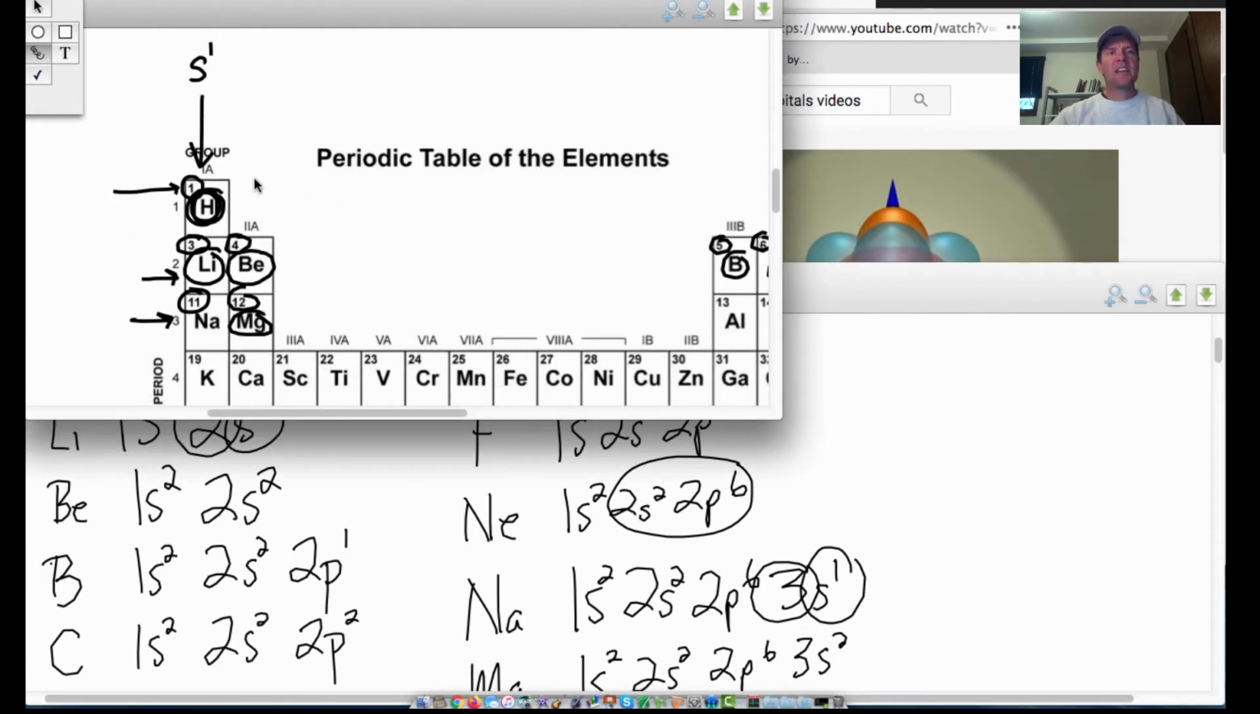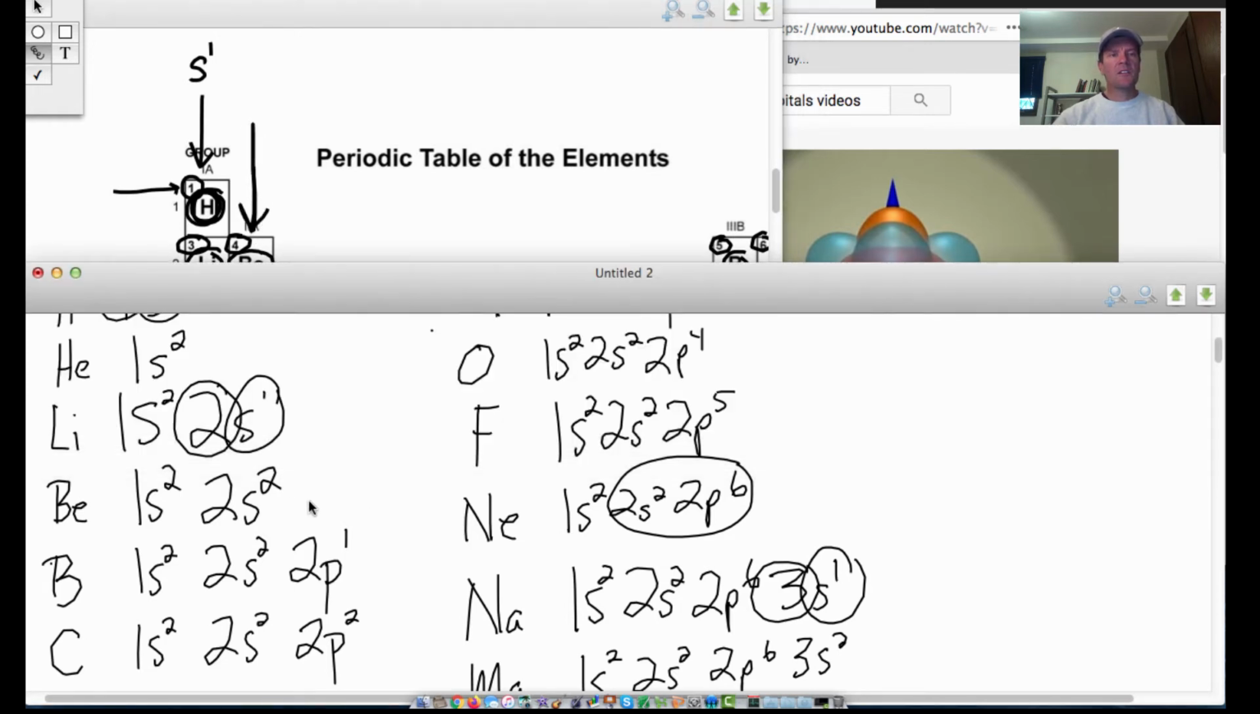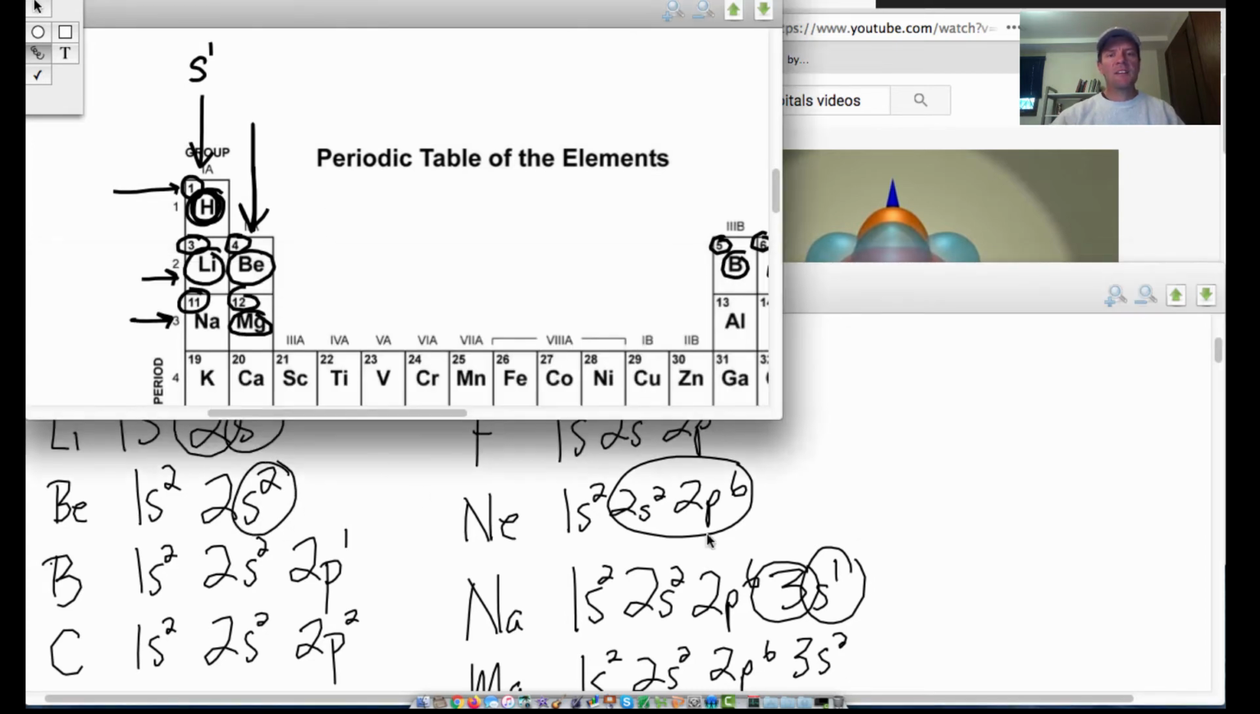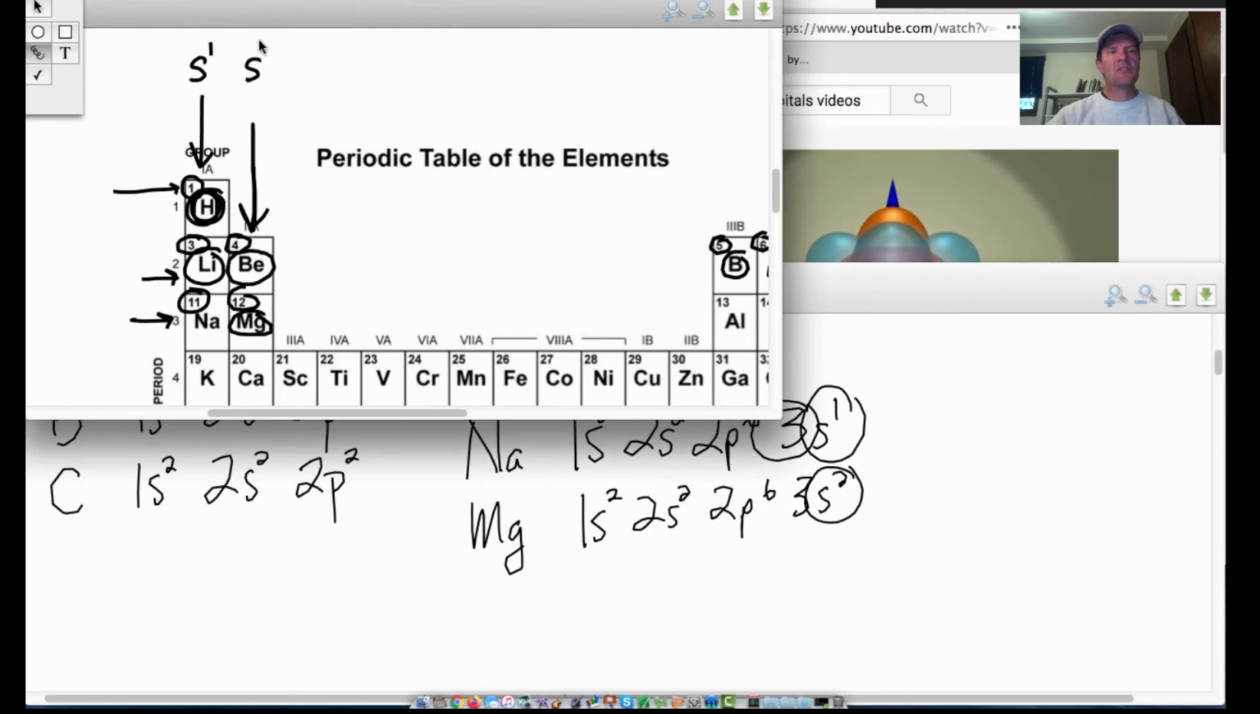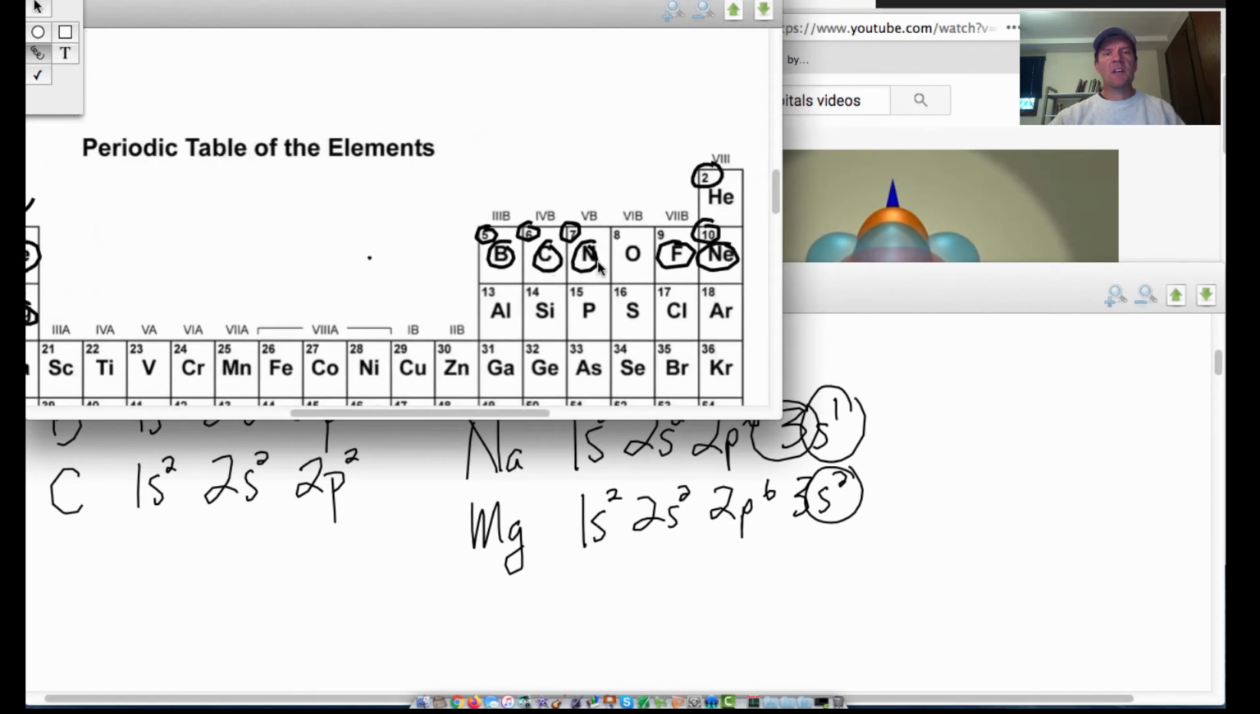For the second group right there, they all end in what? Well, here's beryllium. It ends in s2. Okay? And if we were to do magnesium, oh, we did actually. We did magnesium, there it is, s2. All of these are going to end in s2. They all have two outermost electrons. In the highest energy level, you've got two electrons. Okay? And you can see the pattern right here, ladies and gentlemen.